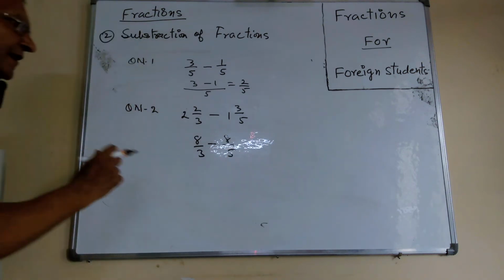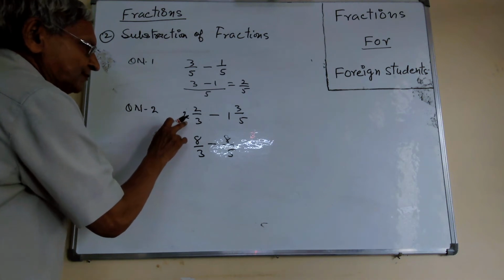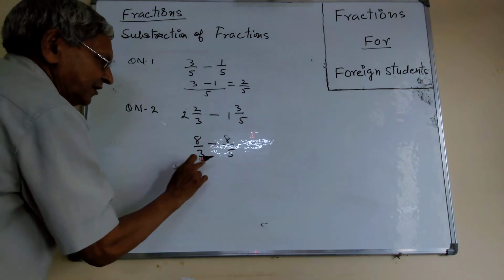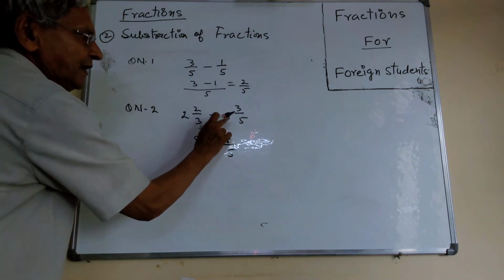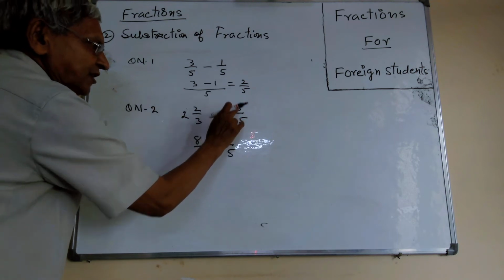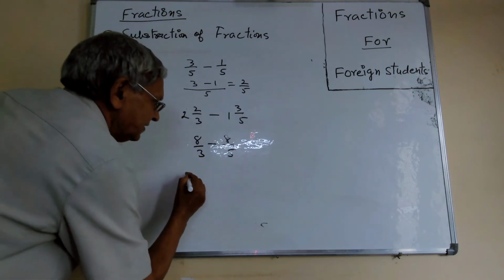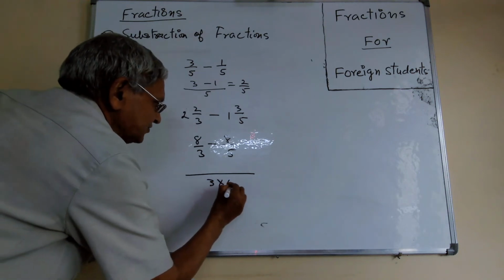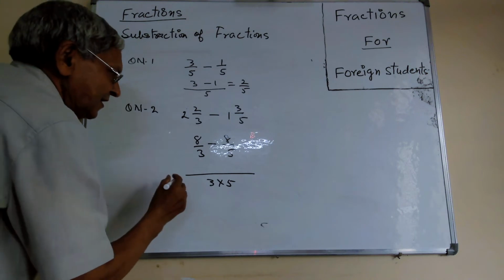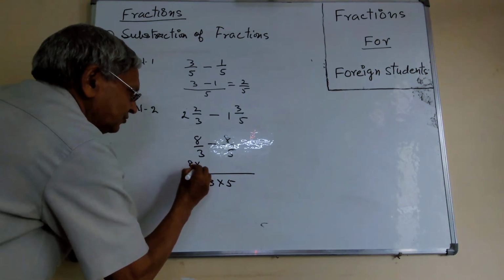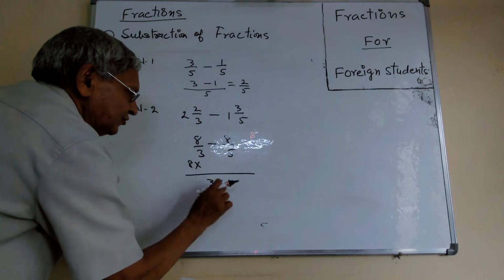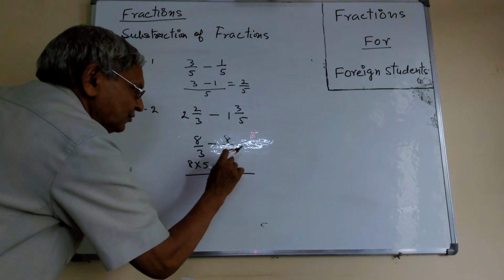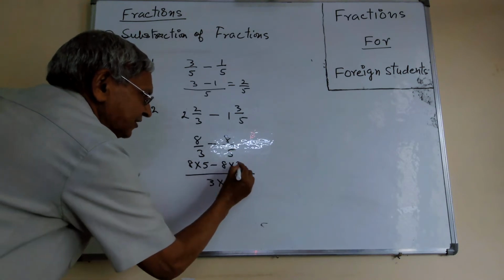Here, again, make this fraction proper. 2 into 3, 6. 6 plus 2, 8. 8 by 3. Again, 1 into 5, 5. Plus 3, 8 by 5. We have to take the LCM. This is the LCM, my dear student. Now, 8 into, here 3, you have to take 5. Minus 8 into, here 5, you have to take 3.